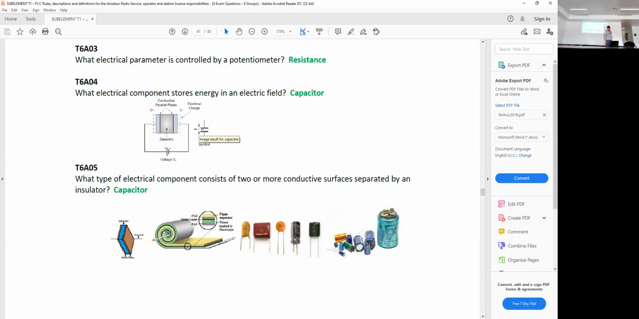So question 5, what type of electrical component consists of two or more conductive surfaces separated by an insulator? And that's capacitor. And I like these little pictures because capacitors, as you can see in the examples, come in a whole bunch of different packages, depending on how much capacitance they need. And so when you're looking at a circuit board, you'll be able to see all of these, from great big ones. If it's a very old power supply, we don't see those much anymore.